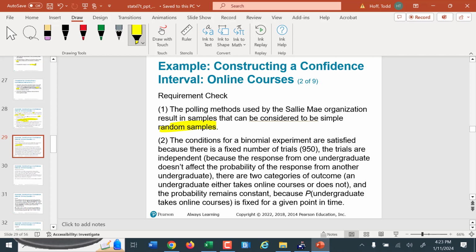We had a fixed number of trials, 950 is our sample size. We didn't have any link between students, so having one student that took online classes does not change the probability that the next student will take online classes. And that probability of taking online classes was the same. We didn't wait a year in between or where classes might have increased or anything like that.